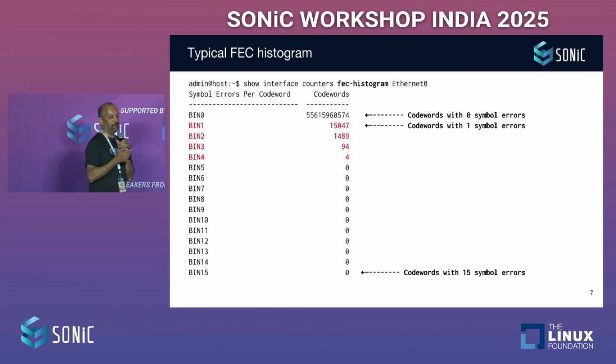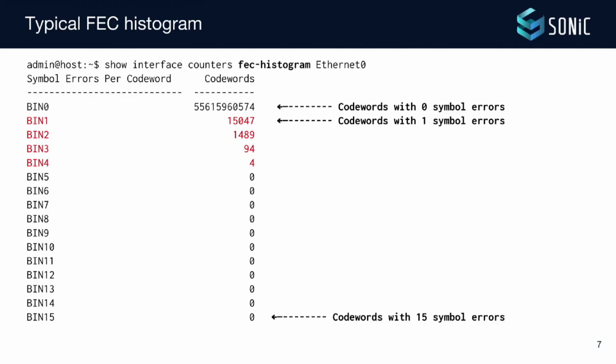It gives multiple buckets. This is the histogram. Bin 0 is the number of code words transmitted without any error. Bin 1 is the number of code words transmitted with one error. Bin 2 means 2 errors, and bin 15 means 15 errors, which are getting corrected. So these bins are given to you. The moment the higher bin counts start going up, more and more symbols are getting corrected. That's an indication of the link degrading more and more.